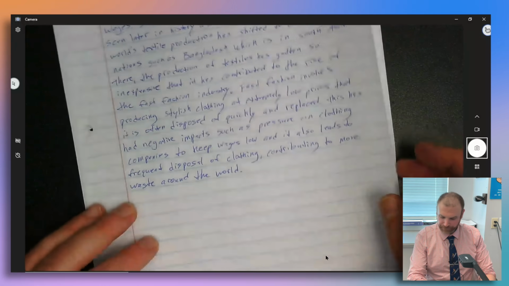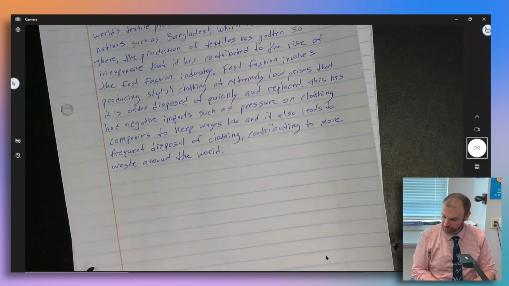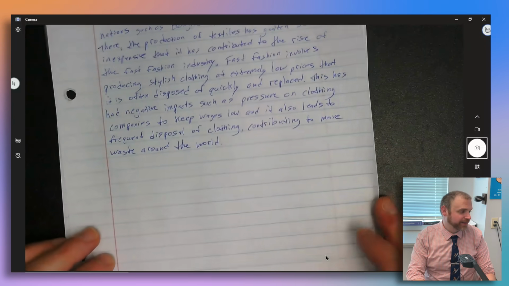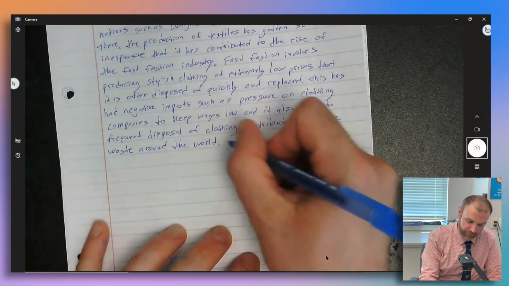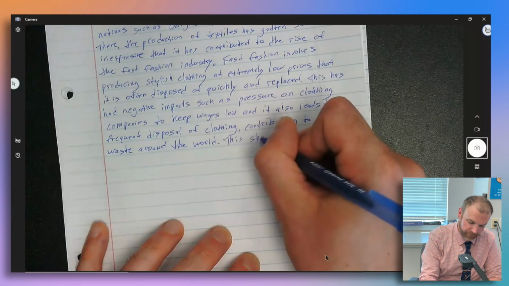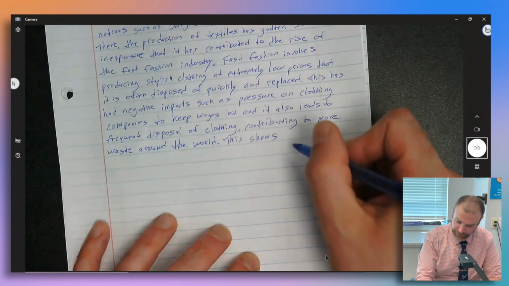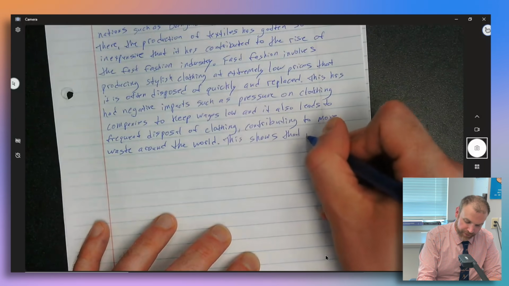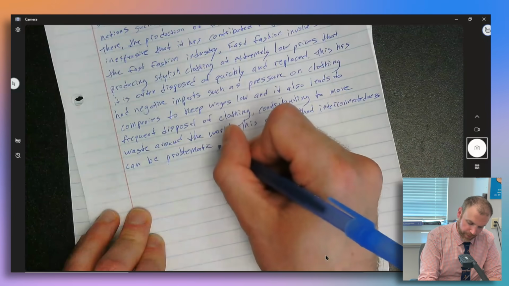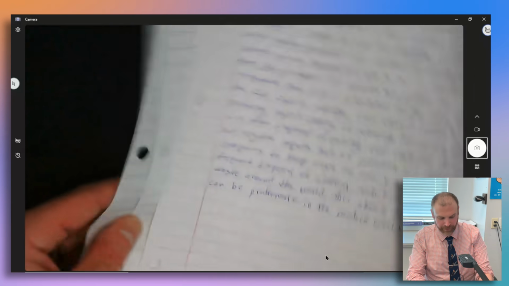Whew, okay. Now we want to round out the paragraph with just some kind of a closing sentence. So I'll just simply say, this shows that interconnectedness can be problematic in the modern world. That's how I'm going to round this out, and then we're done with this body paragraph. Notice how I keep referring back to the topic of my essay, that interconnectedness can be problematic in the modern world. Whew, that's a big paragraph, right? Huge.